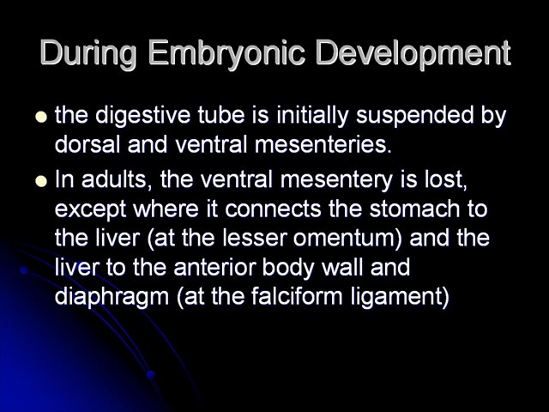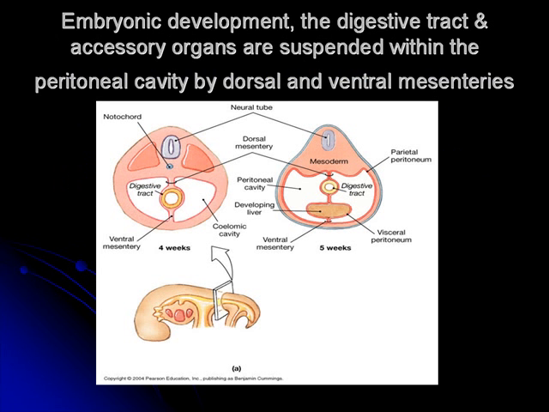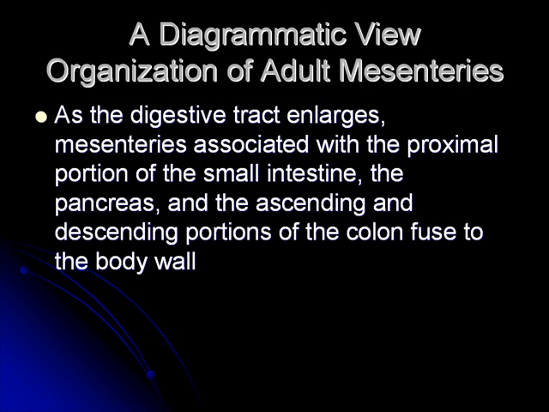In adults, the ventral mesentery is lost except for where it connects to the stomach and the liver. This is at the point of the lesser omentum, and please look in your text and follow this in the illustration, and the liver to the anterior body wall and the diaphragm. This is referred to as the falciform ligament. Your book has an illustration which demonstrates that. Embryonic development of the digestive tract and accessory organs is suspended within the peritoneal cavity by dorsal and ventral mesenteries.